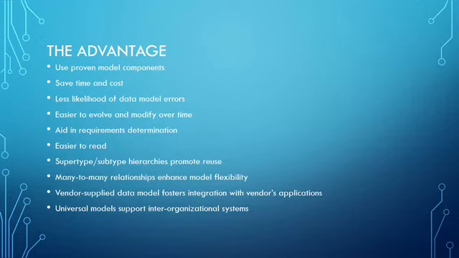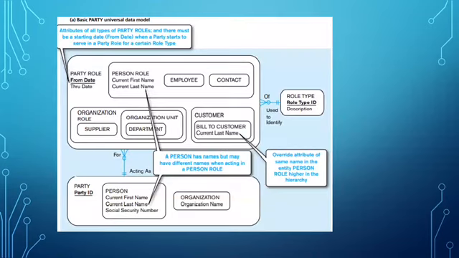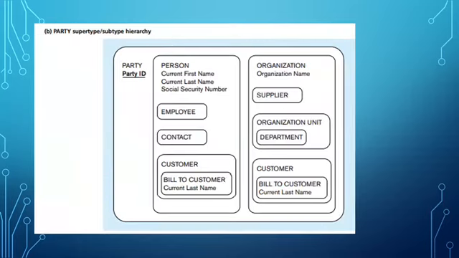So this is the example of the basic party universal data model, and this is the party supertype and subtype hierarchy of the package data model.